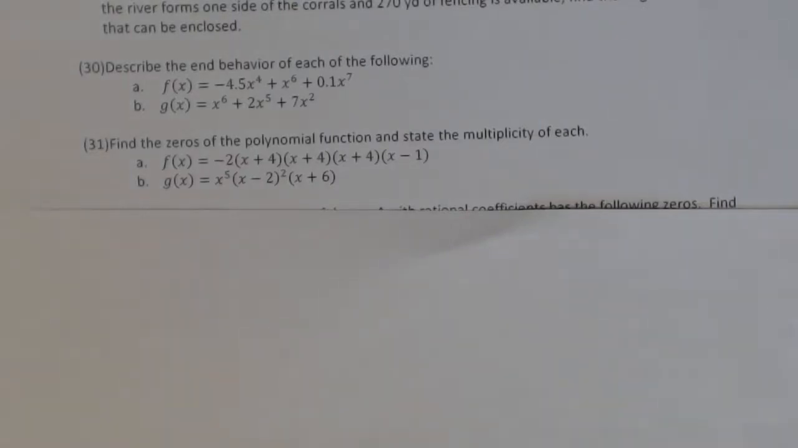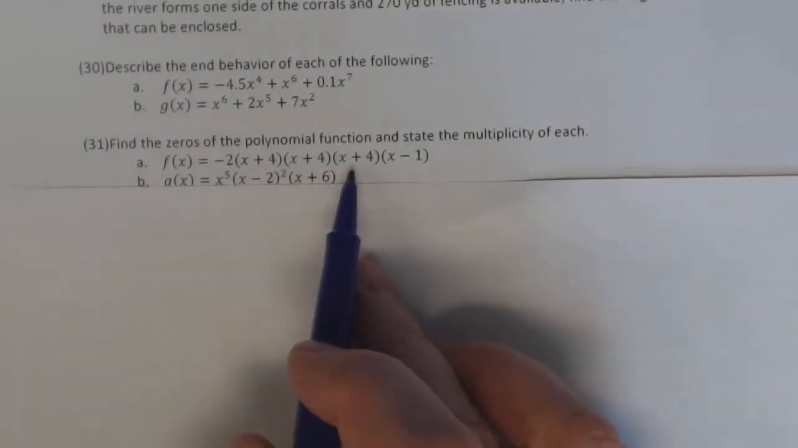Number 31, when finding the zeros of a polynomial, state the multiplicities of each. So you hope and pray to the good Lord above that your functions are given to you in factored form. You hope that they're given to you like this, because if they are, this becomes so much easier. This is in factored form, and they're linear factors.